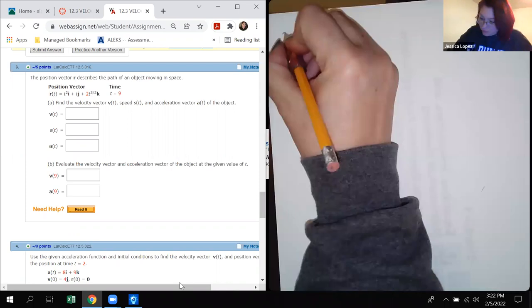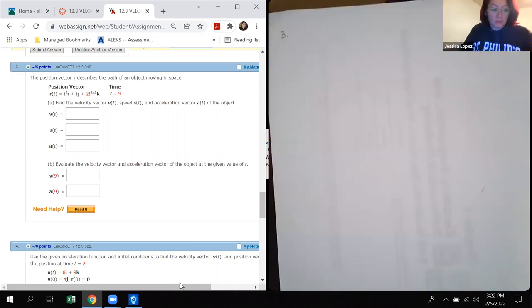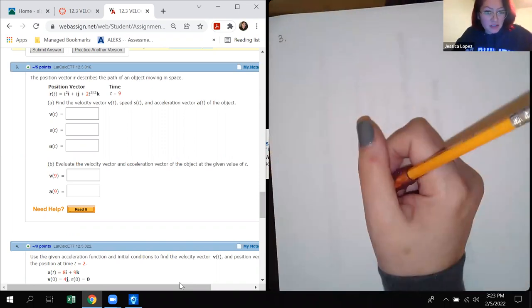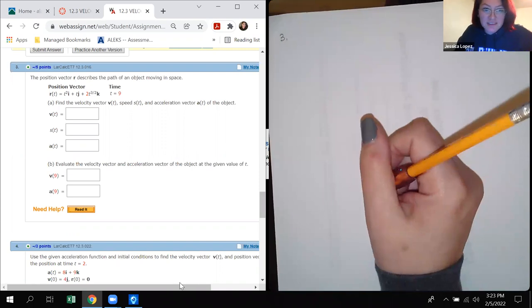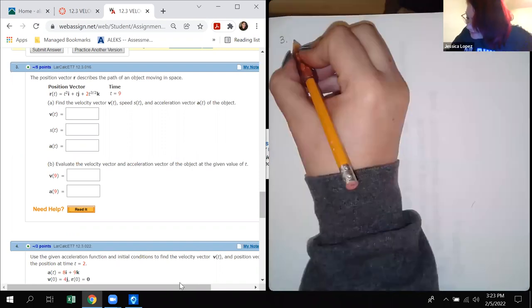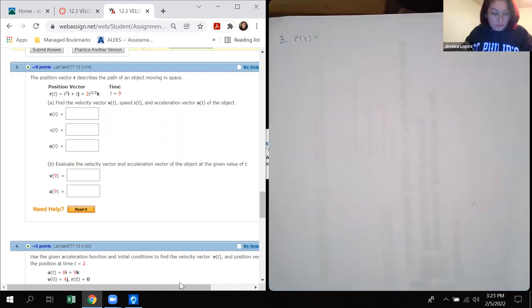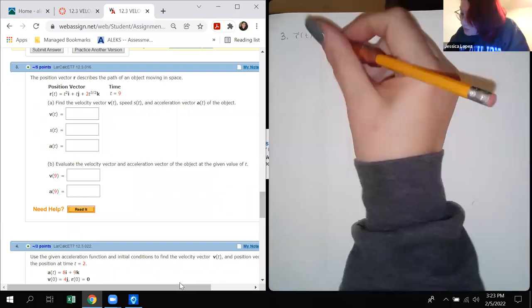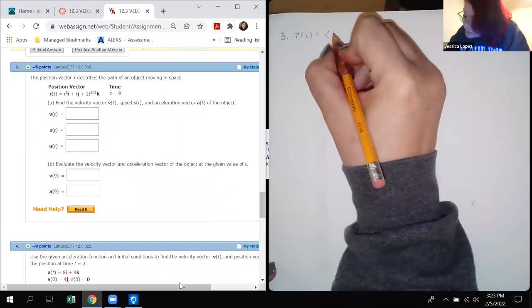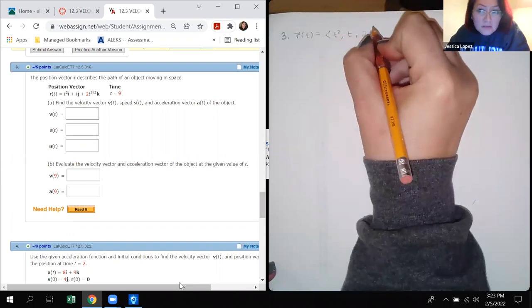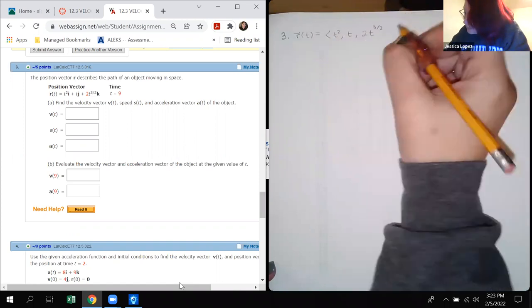Now number three. This one says, we've got the position, it's the same thing. I just don't have to draw it, which is nice. So let's do the same thing, except we don't get to skip the drawing part. So I'm going to put it in component form. And when I do that, it's going to be T squared, T, and then 2T to the 3/2, it says.